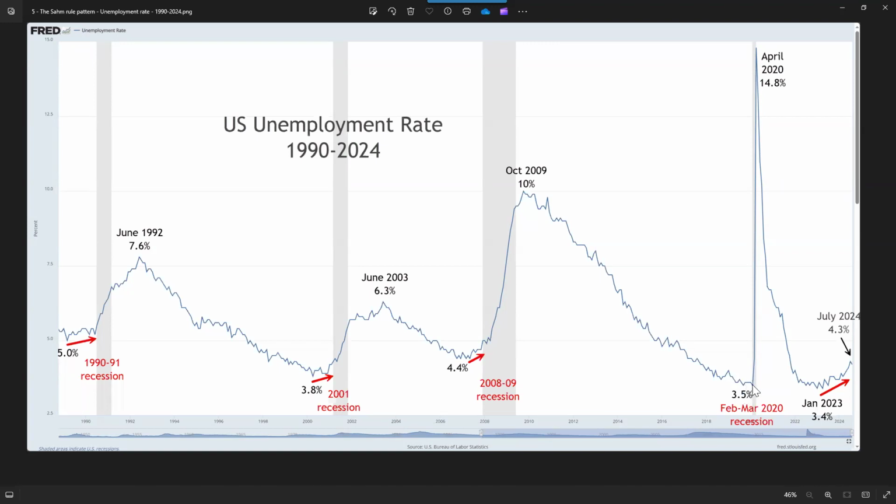The unemployment rate kind of double bottomed here at 3.5% going into the COVID crash. And we got a short recession that they printed their way out of. And during that recession, unemployment reached 14.8% very quickly. But now we have this situation where in January of 2023, the unemployment rate bottomed at 3.4%, and it's starting to tick up. And it has ticked up enough that based on this pattern, a recession is very likely imminent.